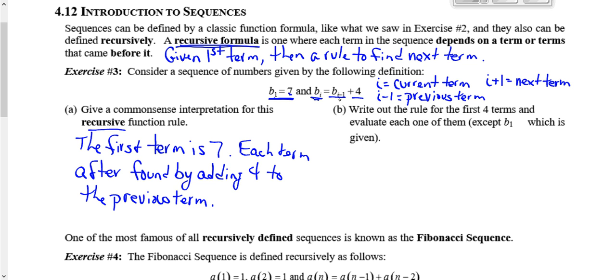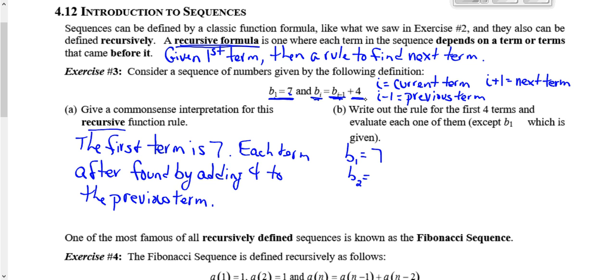Let's just write out the first 4 terms. So we know B1, don't we? I'm going to write it. B1 is 7, yeah? Now, the next term, B2, is found by taking the previous term. What's the previous term? 7. And doing what to it? Just adding 4. You're not ever going to subtract 1. That just says the previous term. I minus 1 is just talking about the term right before it.